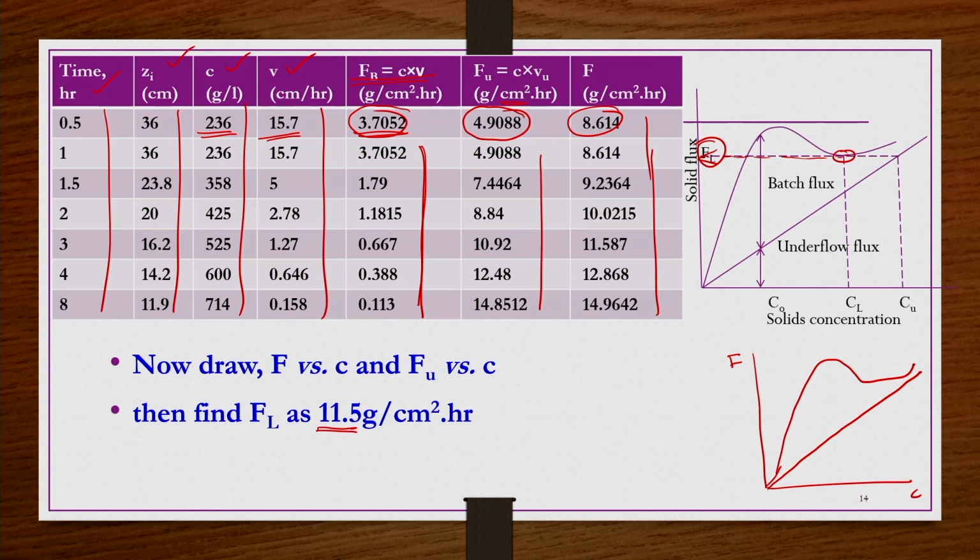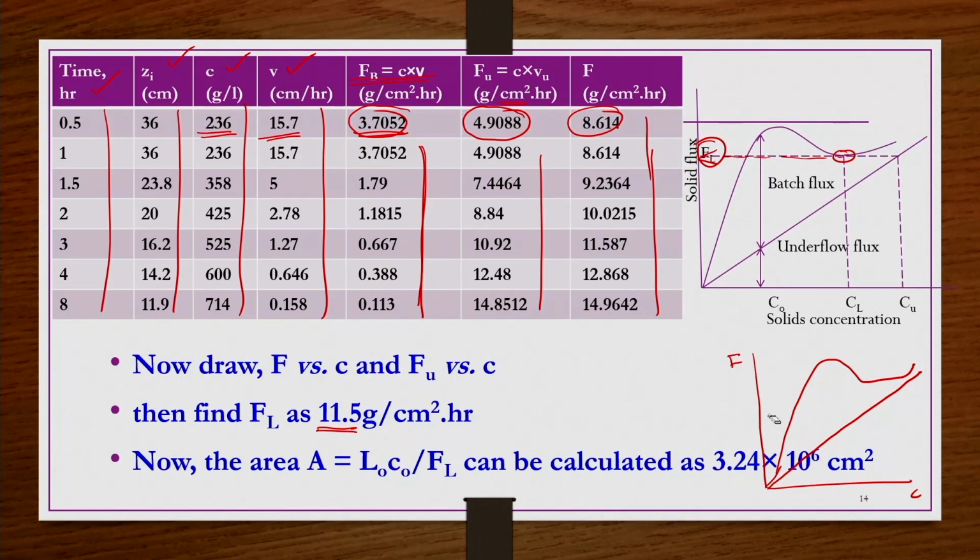Simply, the area is going to be L naught C naught by FL. So that is going to be 3.24 into 10 power 6 centimeter square. This is the minimum area required for the continuous thickener, which has to perform this duty according to whatever Cu, Vu, etc. are given.